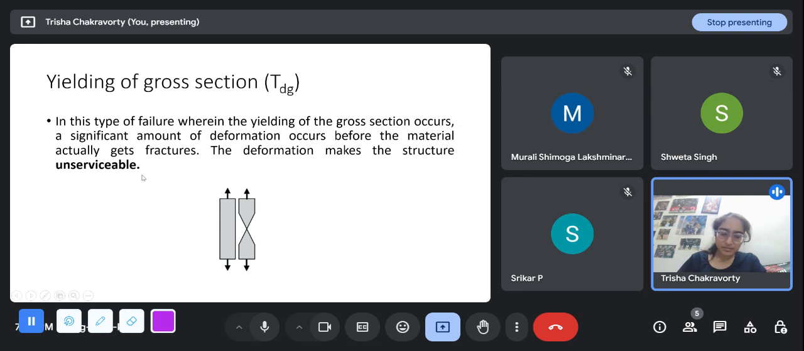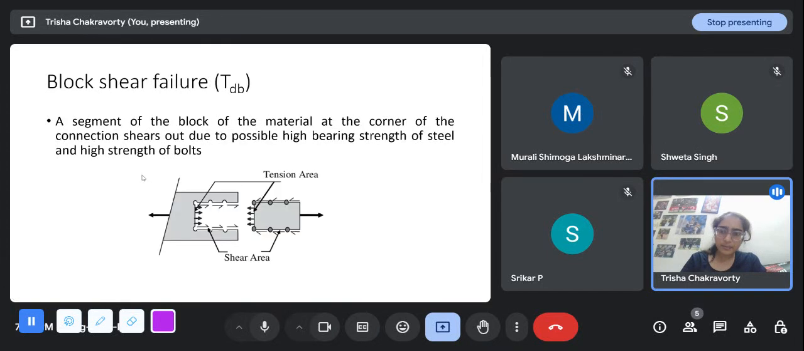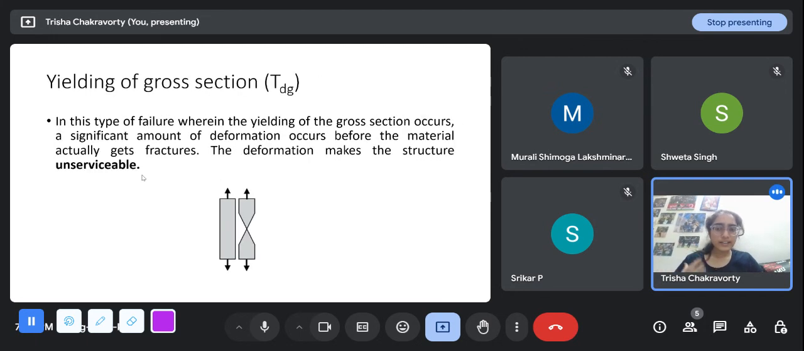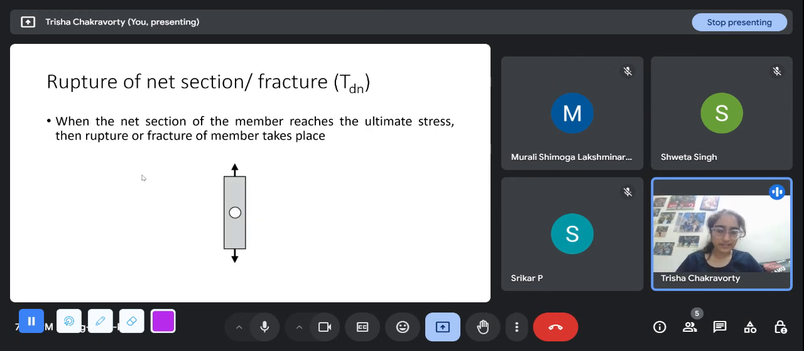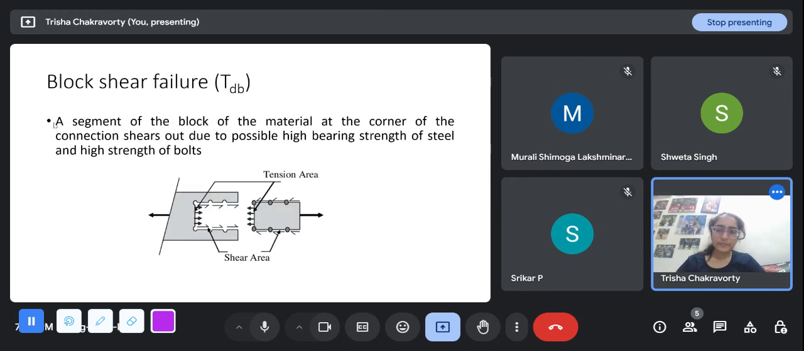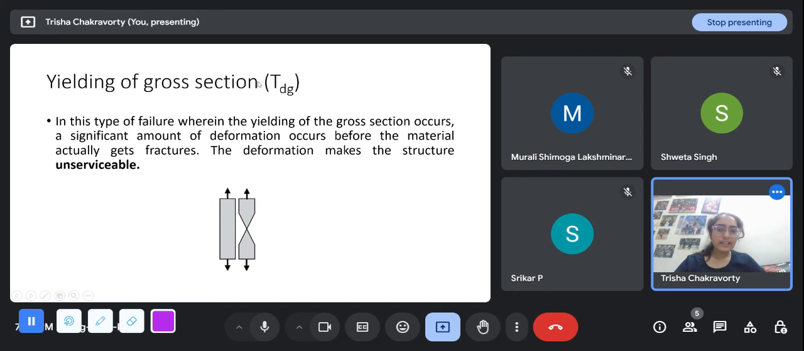So for all these three, yielding, rupture and block shear failure, we will come up with a strength of the structure. This section will have a certain strength in yielding, a certain strength in rupture of net section, and a certain strength in block shear failure. So there will be three values: TDG, TDN, and TDB, and the minimum of the three will be the capacity of the section. Because what does capacity mean? That is the maximum it can withstand without failing. So we have to take the minimum of the strengths corresponding to all the modes of failure.